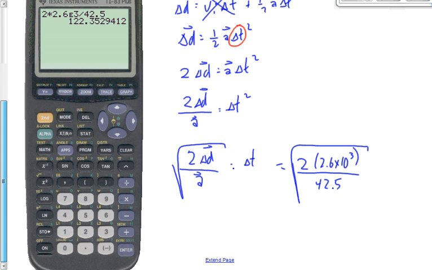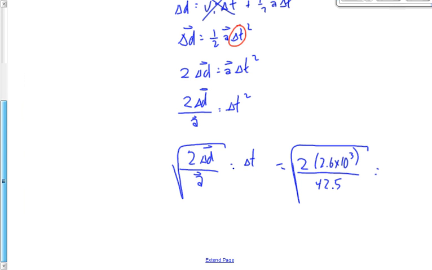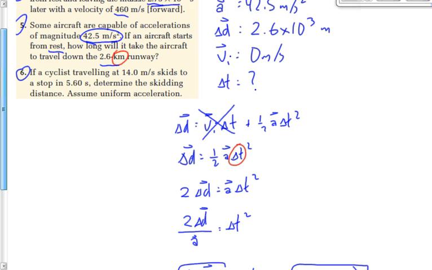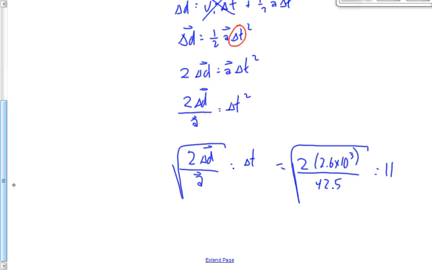Now we've got to square root that. All you have to do is hit second function, square root, second function, answer. So now we're going to square root what we got for our answer. Works out to be 11.06. And my final answer should be 2 digits. So we're going to say 11 seconds. Right? That's a pretty long runway, right? 2.6 kilometers? A runway's really that long?